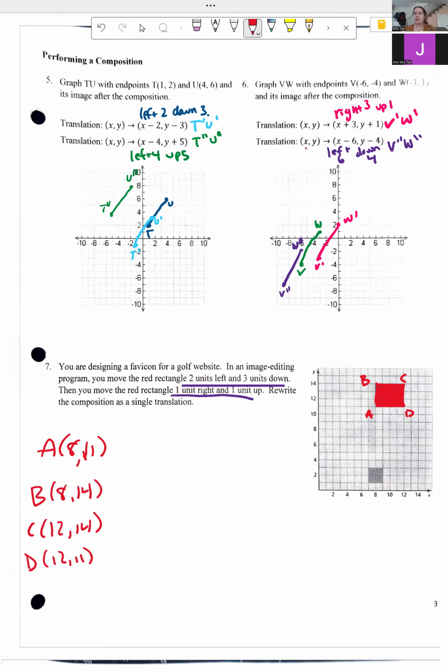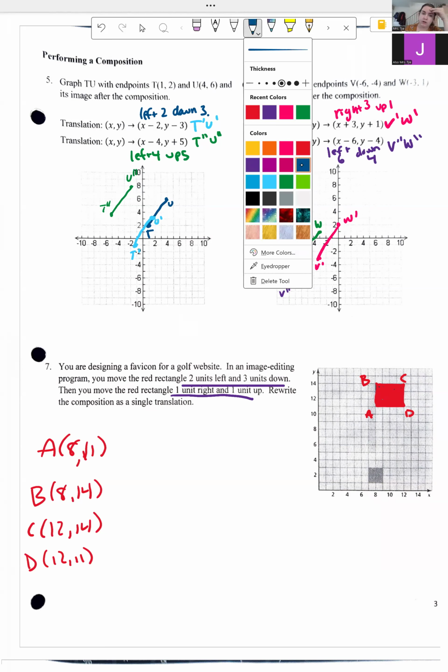Okay, and it's going to help to see what the first transformation was and then the second transformation, to see how we can move from the original to the second transformation instead of that middle step. Changing colors more for fun. You could also just move it on the graph if you wanted, and that's fine, but this is just how I'm going to go about doing this.